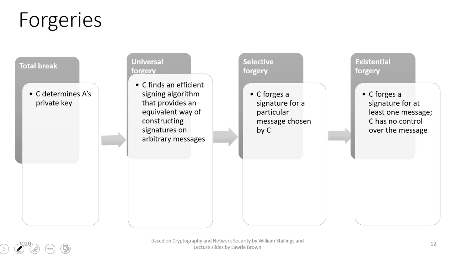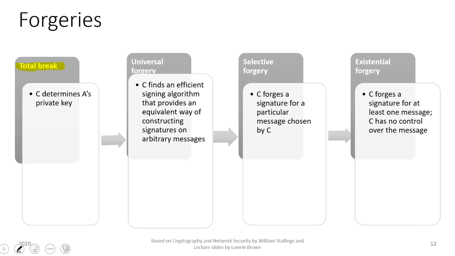Then, in addition to trying to break the digital signature scheme itself, there can also be other forms of forgeries perpetrated on a digital signature infrastructure. One of the basic ones is what we would identify as a total break. Here, the private key is known. A's private key is known.